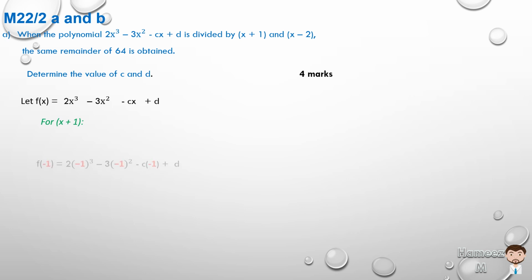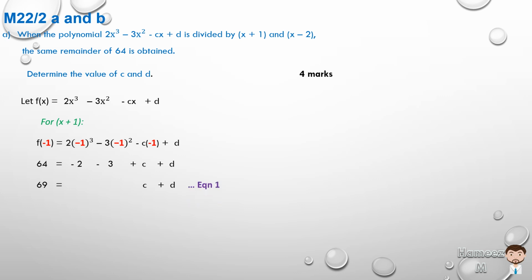So let's substitute. f of minus 1 is equal to 2 by minus 1 cubed, minus 3 by minus 1 squared, minus c by minus 1 plus d. And we know the remainder is 64. So 64 is equal to minus 2, minus 3, plus c plus d. Let's carry the numbers across. Minus 2 minus 3 is minus 5. When we carry it across, it will be 64 plus 5, which is 69, is equal to c plus d. And let's call that equation 1.